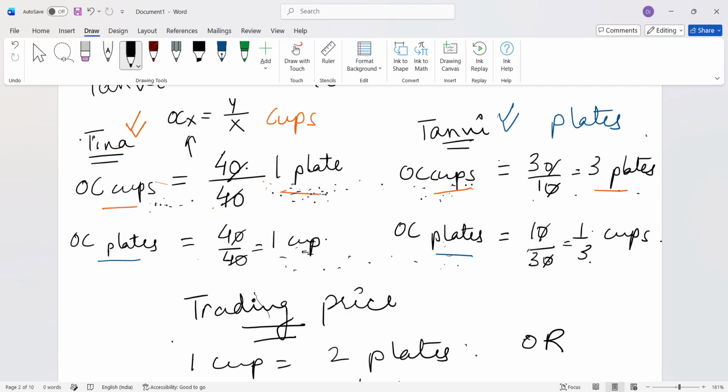I just wanted to avoid the complications of a fraction number. That's why I've taken the whole numbers. But it's up to you. Whatever is convenient to you, you can opt for that. All right, do you get this? This is very, very important.